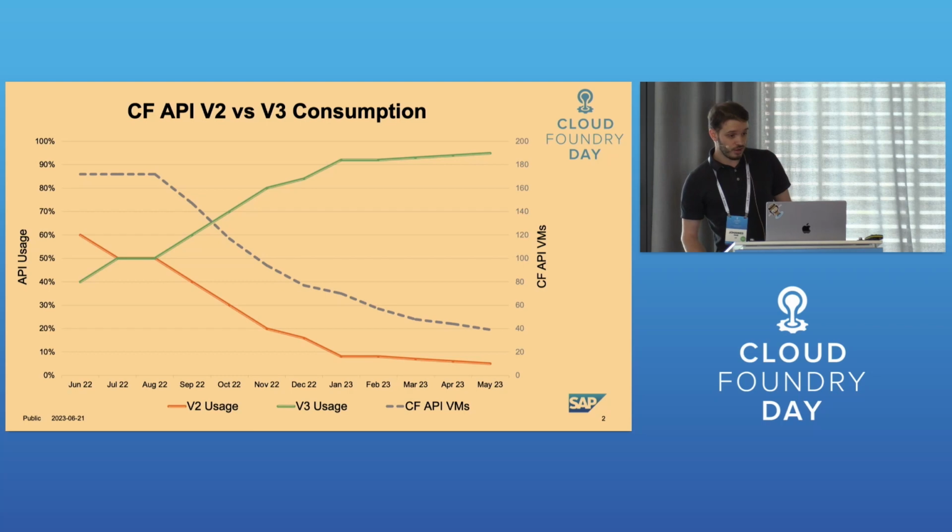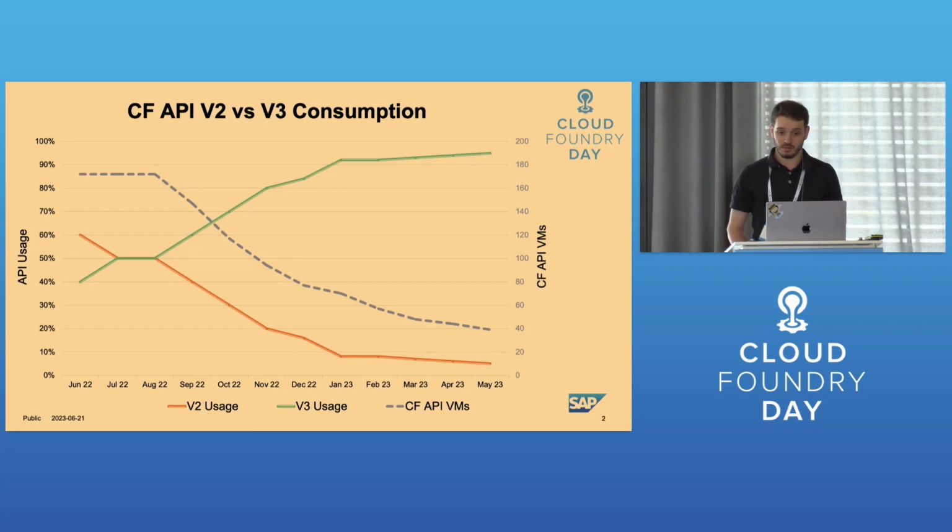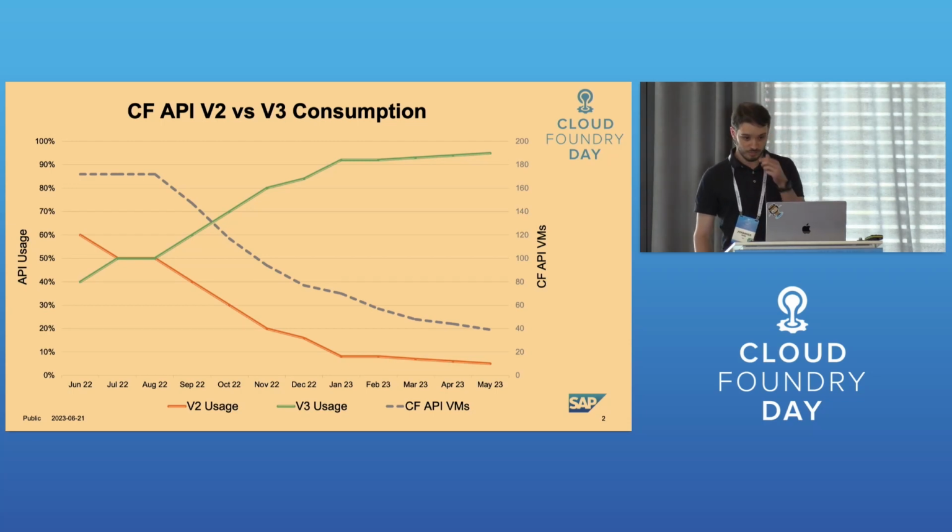So almost 12 months ago, we started to ramp down the CF API v2, and as you can see in this chart, we were able to reduce the usage of the v2 API from 60% to 5%, and vice versa, increase the usage of the v3 API to 95%. This ramp down, among other Cloud Controller improvements, allowed us to reduce the number of CF API VMs by more than 50%. This is the dotted line here in this chart. So with this short teaser, let's look into it.